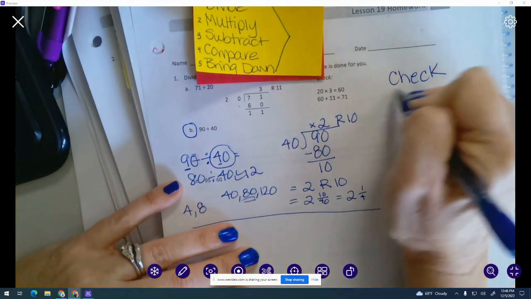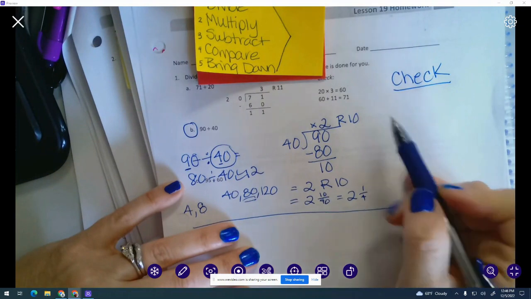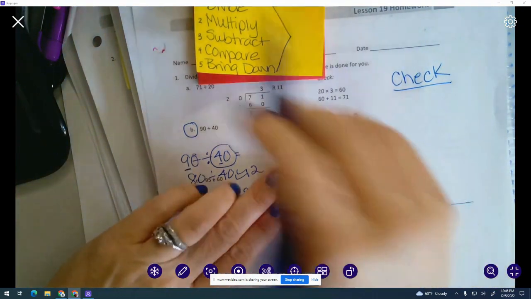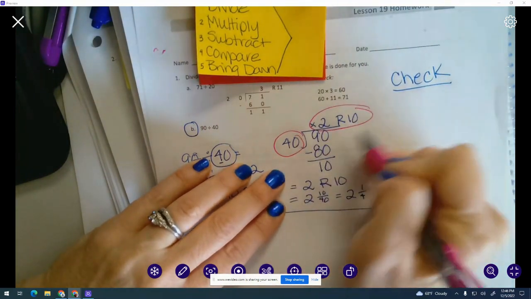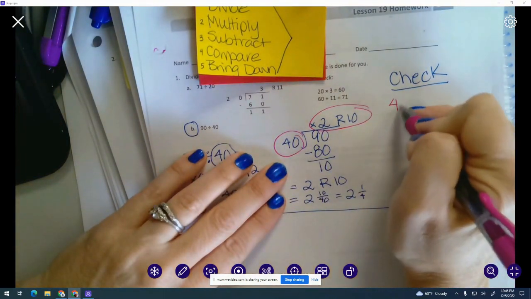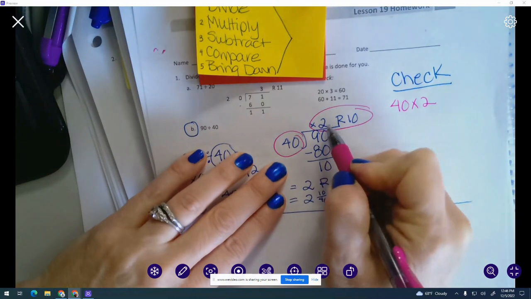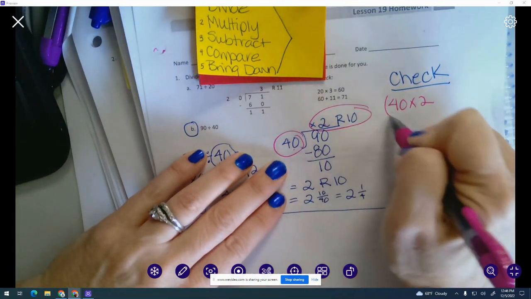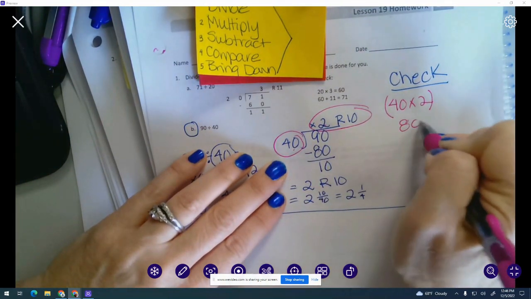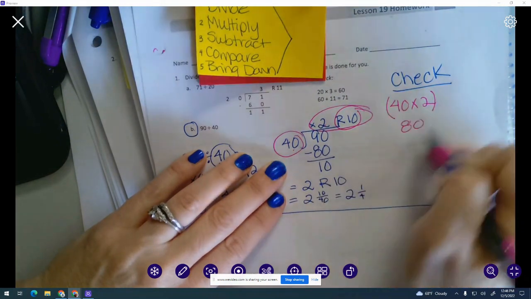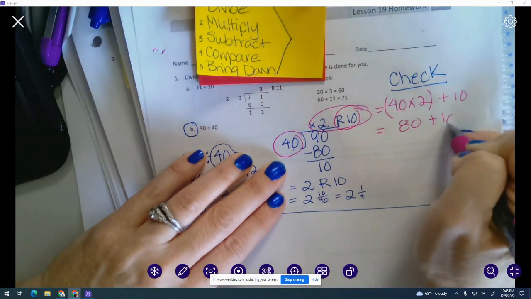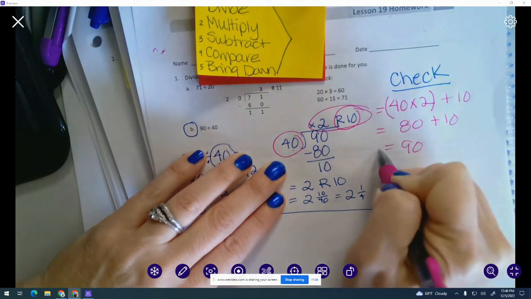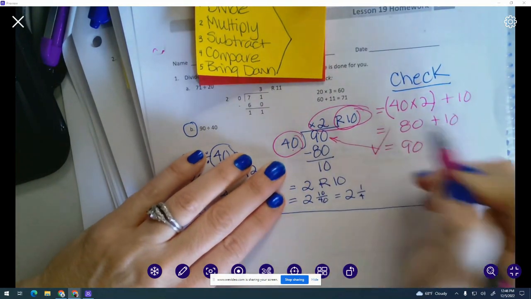How do we check it? We're going to do inverse operations. So instead of being division, we're going to multiply. And we're going to multiply these. So 40 times 2, because I said I had 2 40s, which is 80, but I had a remainder of 10. So I need to add that 10. So 80 plus 10 is 90. There it is. It checks out.